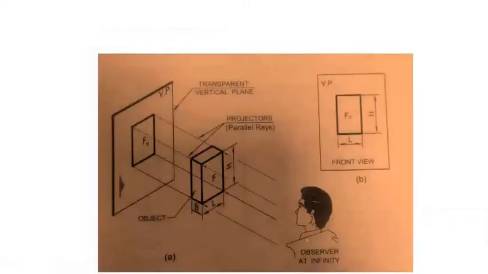He will get something like this. See, when the observer moves to an infinite distance, the projectors will become parallel rays. So he will get the exact size of the view, equal to the exact size of the object. Is that clear to everyone?